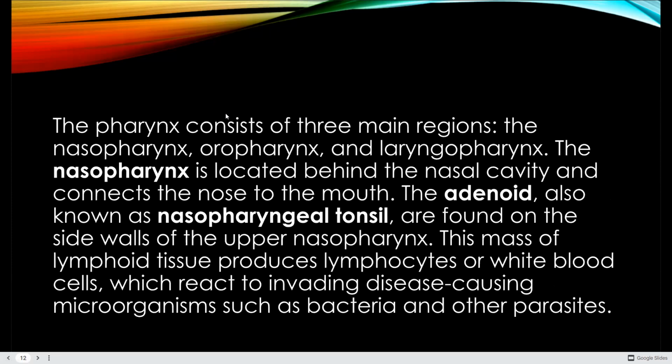The pharynx consists of three main regions. These are the regions of the pharynx, and it will also come out in the exam: the nasopharynx, the oropharynx, and the laryngopharynx. The nasopharynx is located behind the nasal cavity and connects the nose and mouth. It's the nasal pharynx, where your nasogastric tube will pass through in GT.